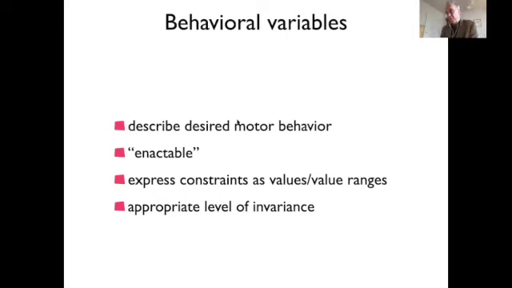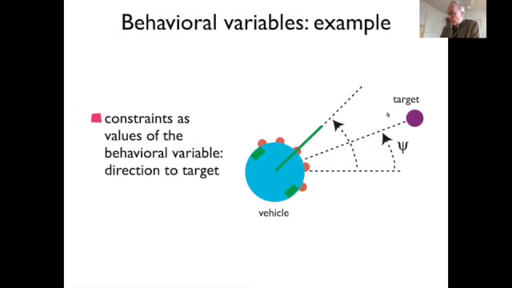It's not every variable that is enactable in this way. And then the variable is also good in that you can map different constraints on the vehicle as values or ranges of values. So here, for instance, the constraint according to the target just means that I can express that constraint as a desired value of the heading direction. And that has to do with the invariance of that.